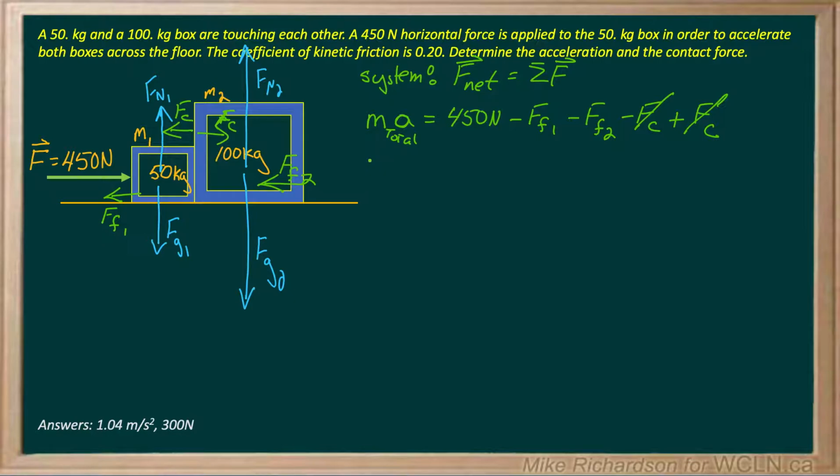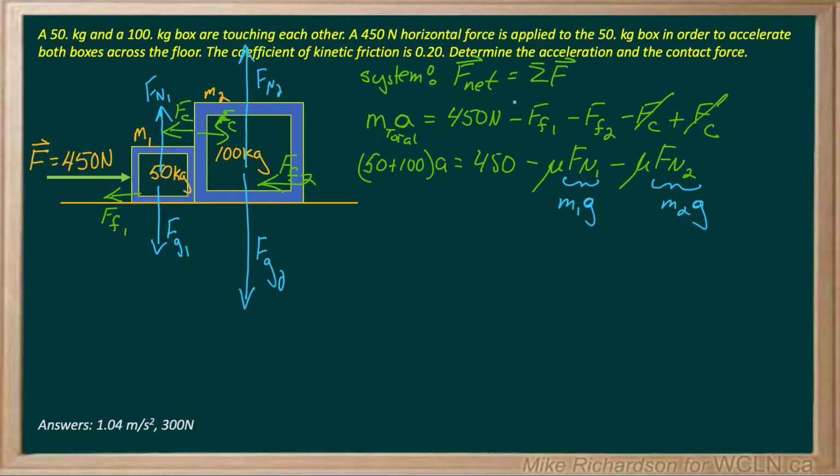So my total mass is 50 plus 100. We're looking for a. That first force was 450, we knew that, and we know the formula for force of friction. Mu times the normal. So force of friction 1 will be mu times Fn1. Force of friction 2, mu times Fn2. Now those two Fn's, recall, are equal and opposite to the respective forces of gravity. So Fn1 is just m1 times g. Fn2 is just m2 times g.